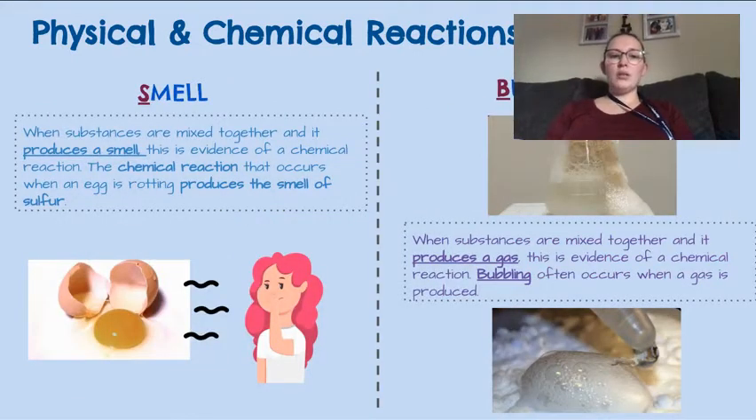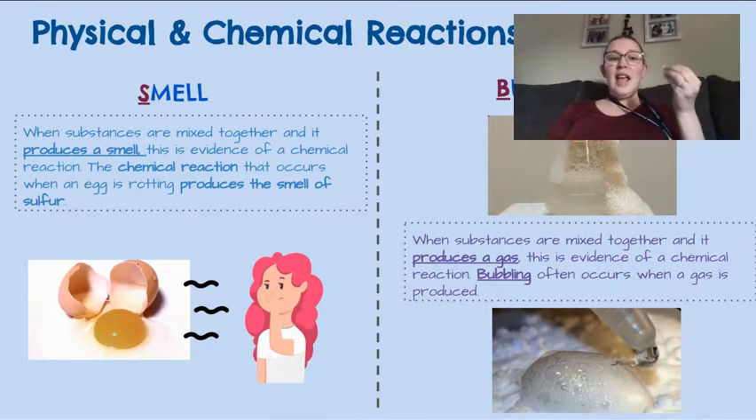Next is smell. So that is sneezes. When substances are mixed together and it produces a smell, that's evidence of a chemical reaction, okay? For example, we have here an egg. When eggs go bad, like really, really bad, and it's rotted, it produces sulfur, okay? Sulfur has a terrible smell. That's whenever you hear, oh, something smells like a rotten egg. And that's sulfur, okay? That is a chemical reaction, okay?